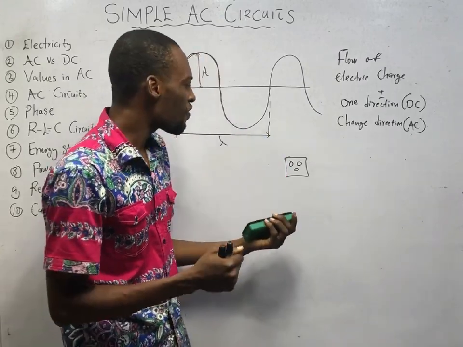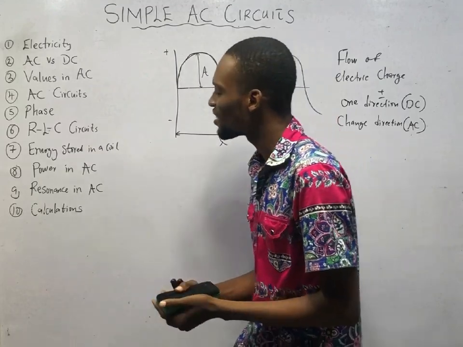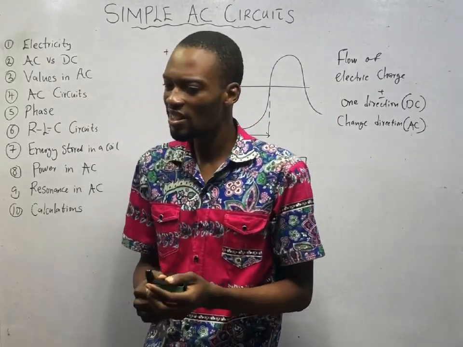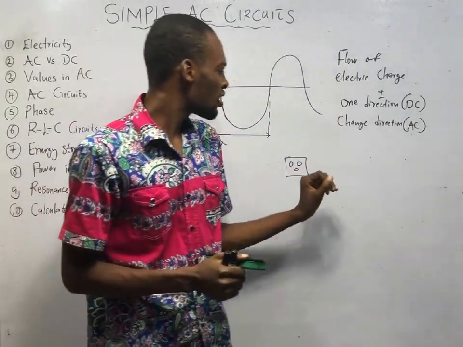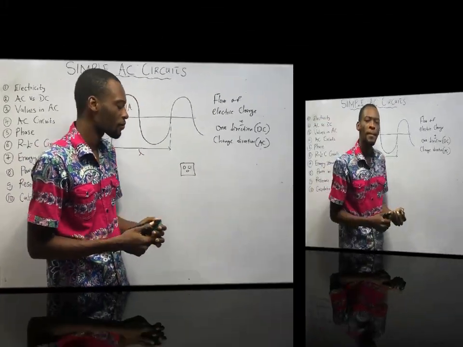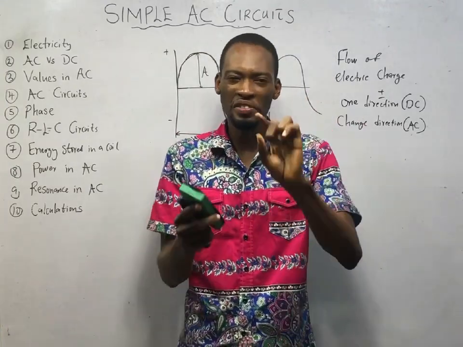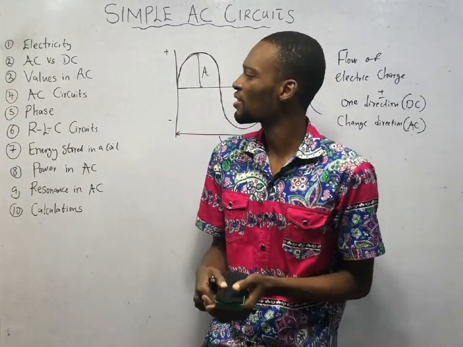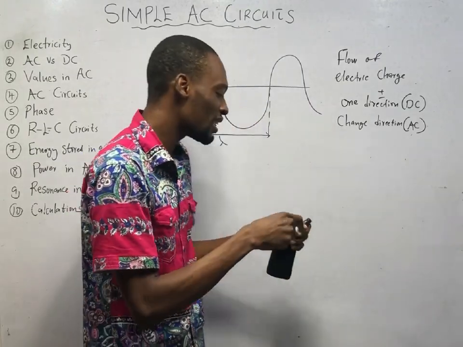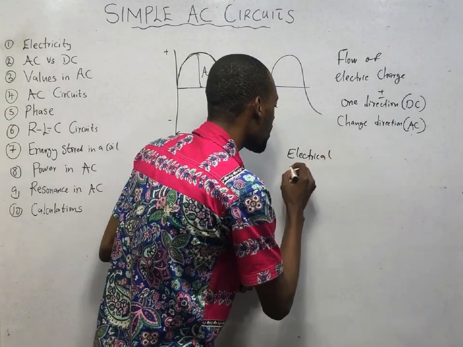Now, there are devices that use alternating current, and there are devices that prefer to use direct current. So let's look at devices using AC and devices using DC. We have two types of devices generally in electricity or in physics. Take note of this. A device can either be electrical or electronic.